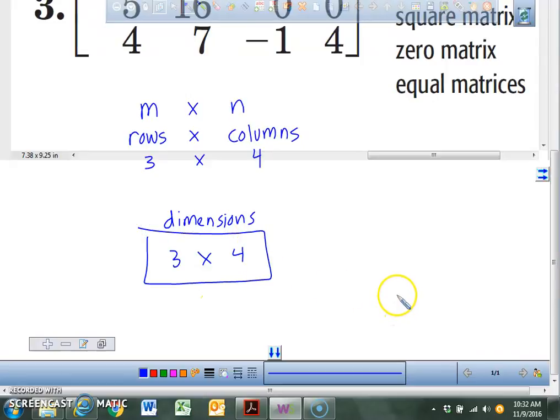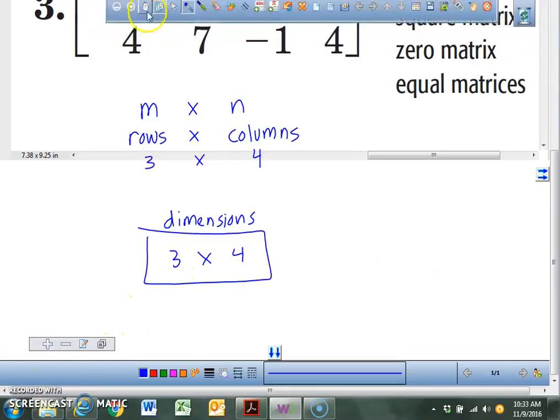It asks you for the dimensions of that particular matrix. They always start with the rows, then the columns. Okay, so you count the number of rows, then you count the number of columns. So why don't you guys go ahead and do the first 2 on your paper, and we'll move on to the next part.